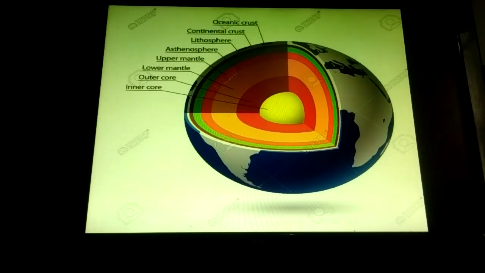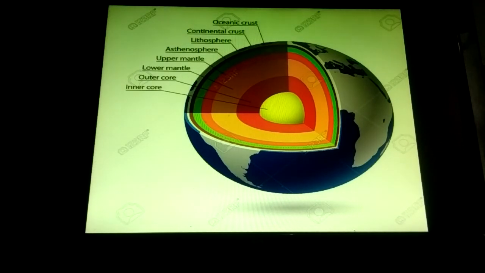The lower mantle has a density of 4.4 to 5.5 g/cm³ and it extends from 700 to 2900 km. Okay, students, let us see the next part, which is the core.